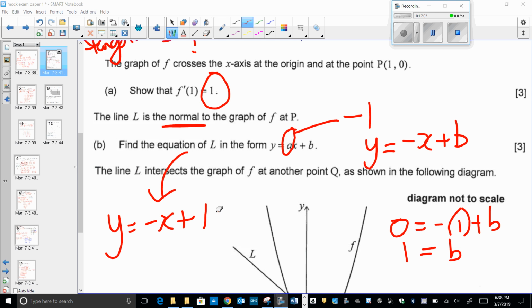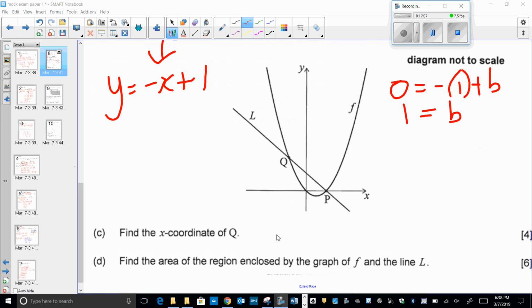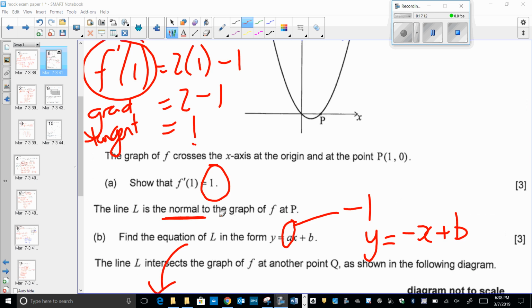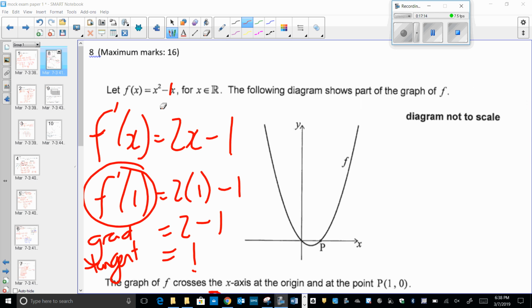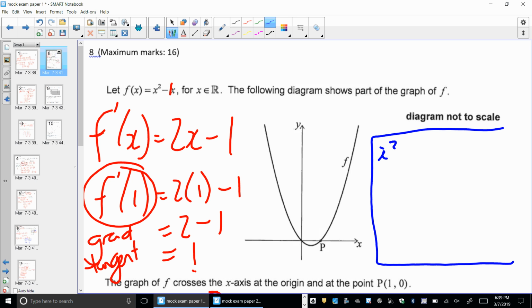Right, the line L intersects the graph at another point. Find the coordinate of Q. So we know that our line L meets our original graph at another place. When we're finding points of intersection, we're solving simultaneous equations. So I'm going to sneak it in this little section here. We know that x squared take away x will equal our equation, which was -x plus 1. That's what we're solving now.